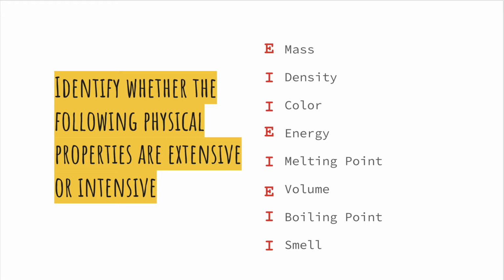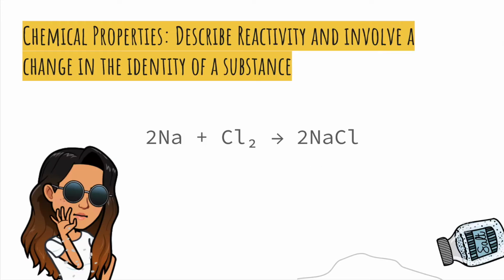Energy is extensive. Melting point is intensive. Volume is extensive, and boiling point and smell are both intensive properties that do not depend on amount. Chemical properties are properties that can be observed only when the substance changes its makeup. They are properties that describe the matter's reactivity and involve a change in the identity of a substance.